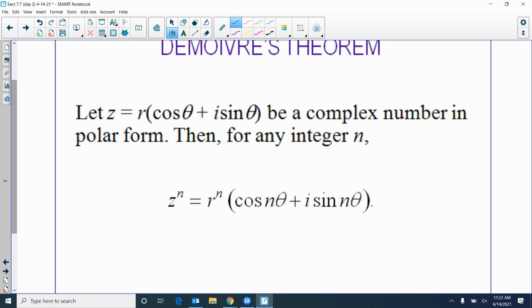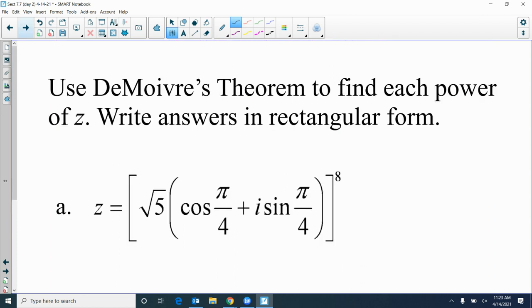R to the n power, just multiply n times theta, n times theta. If you would just think of repeated multiplication, it'd be the same thing, because you're going to keep multiplying the r's together, and then you would add theta however many times the power is. So you're basically just going to multiply n times theta. So for this case here, all right, use de Moivre's theorem to find each power of z. Write the answers in rectangular form. So it's like use it first, then when you're done, convert it back to rectangular.